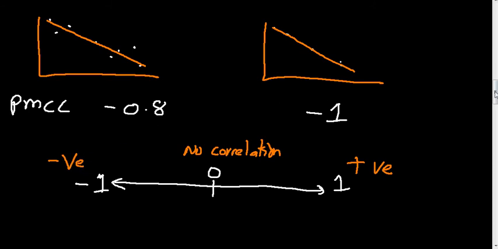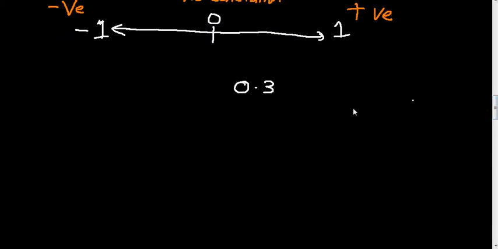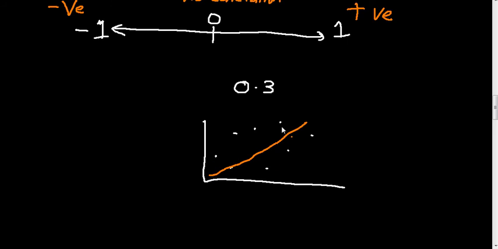Now I'll give you an example at a random point on this range. Let's say the PMCC was 0.3, positive 0.3. It's a very weak positive correlation, so it would look something like this. The line of best fit would be something like this. It's a positive correlation, but only just, because there's lots of scatter about the line of best fit.